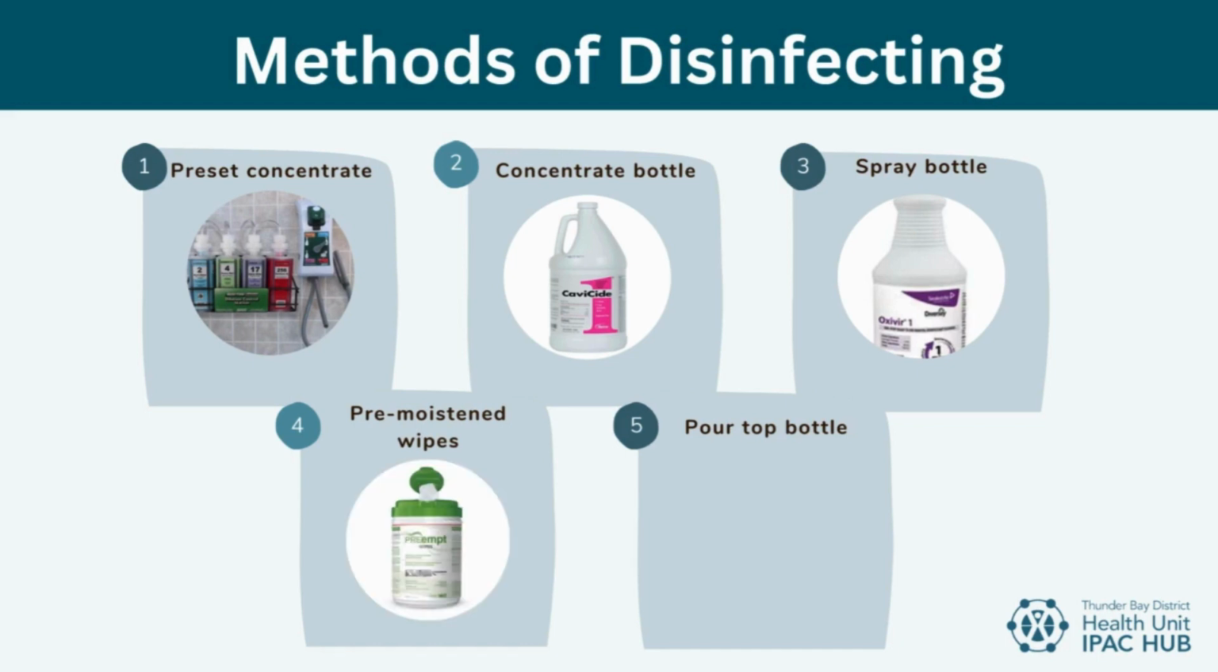The fourth method is pre-moistened wipes. These wipes can be sold as disinfectant wipes or a one-step cleaner and disinfectant. Reading the label will determine which one it is. These are not recommended for grossly soiled surfaces. The fifth method discussed is the pour top bottle. It is a ready-to-use disinfectant product, again, no dilution required, and it'd be applied to a cloth before being utilized on the surfaces. You pour from the top of the bottle onto the cloth, hence the pour top.